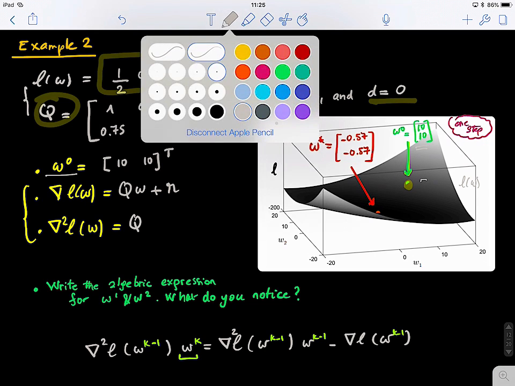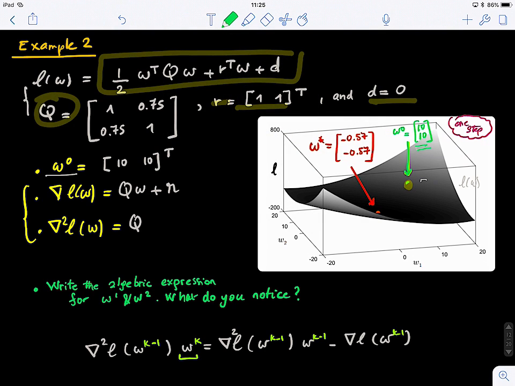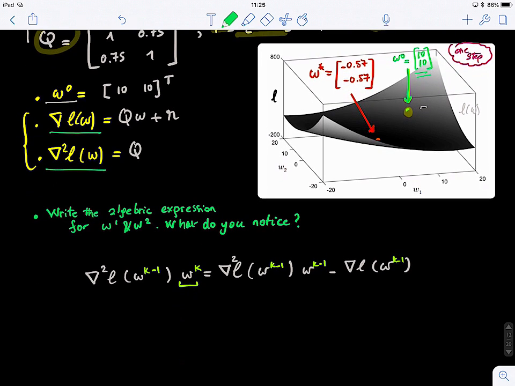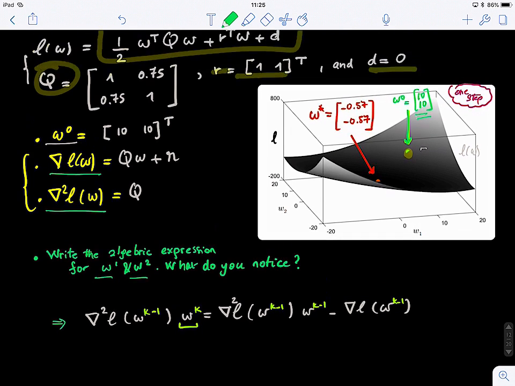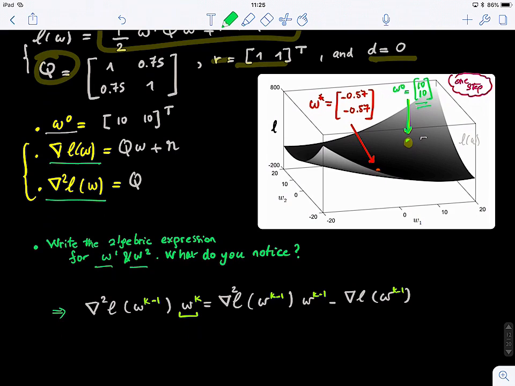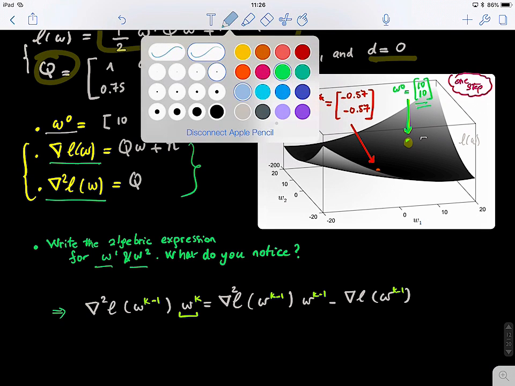Let me use another color. This is our initial point, and we compute the derivative, right, and the Hessian. I would like you guys to apply the update rule and compute W1 and W2, write it down using this formula, okay, especially those. Replace the Hessian, replace the gradient, and tell me what you find out starting from W0. I'll give you 1 minute, okay? Your K here, you'll start off with K equals to 1.